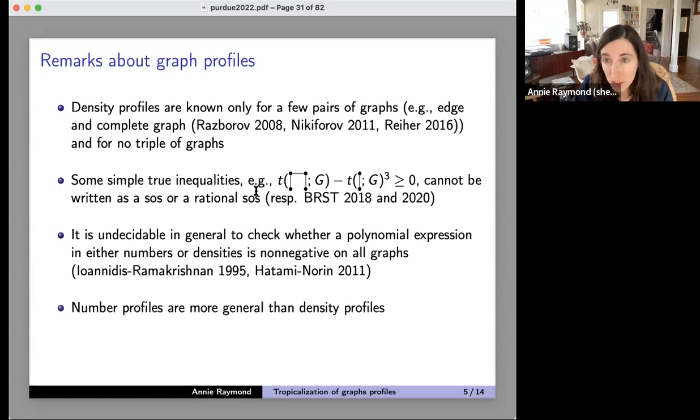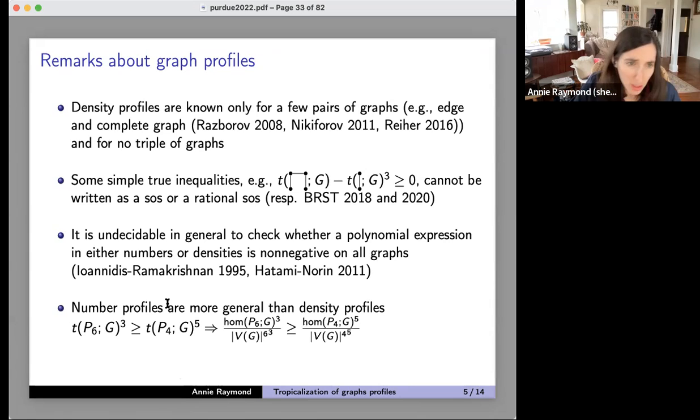And number profiles are more general than density profiles. The pictures that I showed you were for density profiles, and number profiles are more general, and it's easy to see that. If I have an inequality involving densities of some graphs, for example, the density of a path on 6 vertices cubed minus the density of a path on 4 vertices to the power 5, I can rewrite that in terms of the number of homomorphisms, just by the definition of homomorphism density: the number of homomorphisms over the total number of maps.